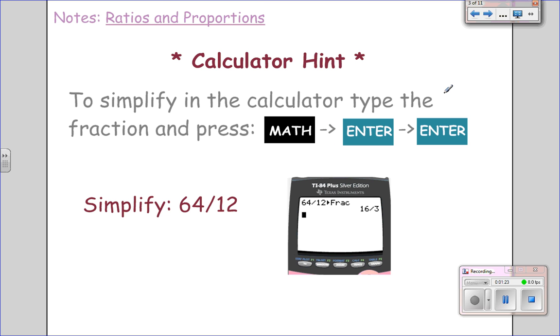An easy way to simplify a ratio in your calculator is to type in the fraction. For example, let's say we have 64 twelfths. You type in 64 divided by 12. You'd hit the word math on your calculator and then enter twice, and it would reduce your fraction for you right there. Very easy trick to use.